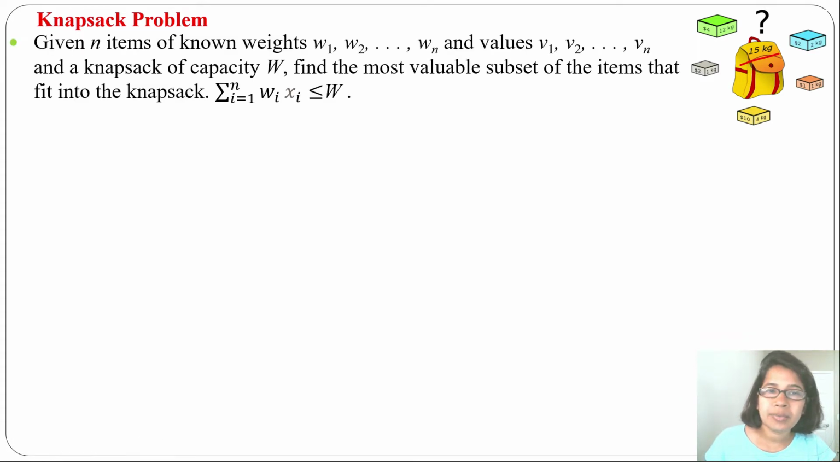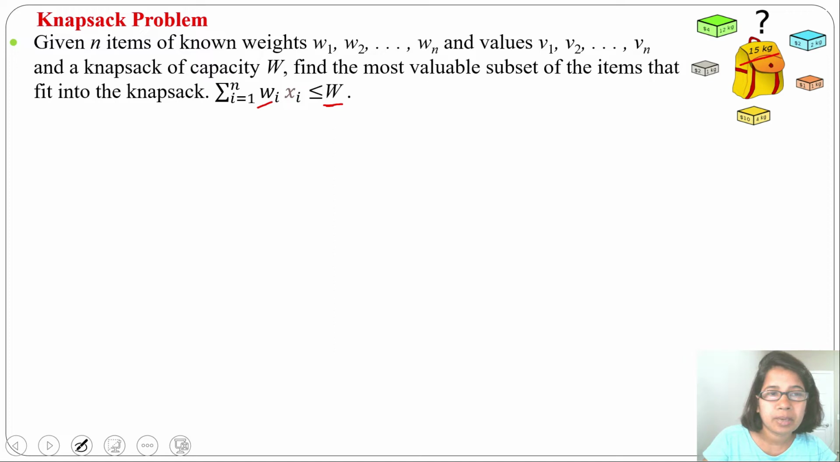Given n items of known weights W1, W2 up to Wn and values V1, V2 up to Vn and a knapsack capacity of W, find the most valuable subset of the items that fit into the knapsack. So the sum of i equals 1 to n, Wi xi should be less than or equal to W. This Wi is the individual weight. This W is the total capacity of the knapsack.